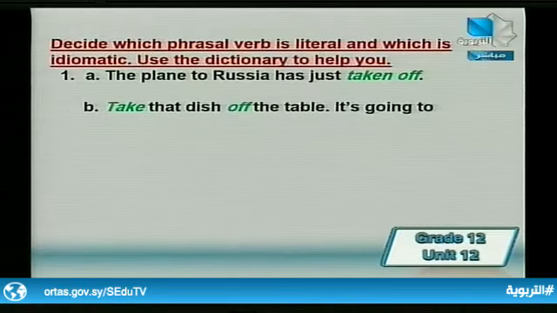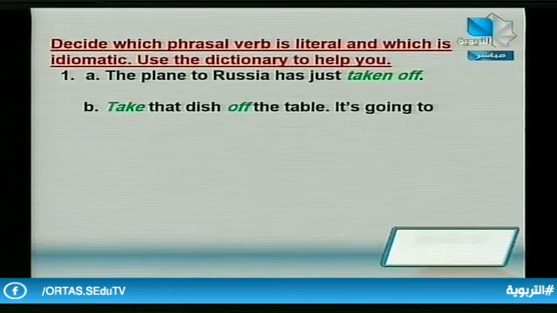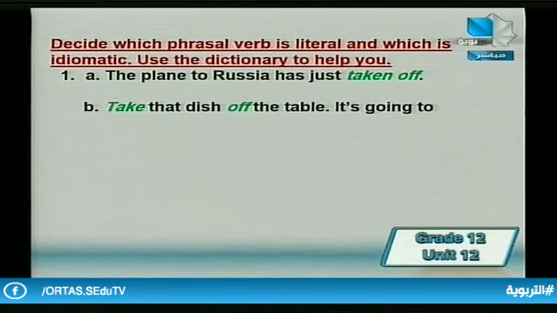Now, Ms. Hanan, also in the same topic, we are talking about the phrasal verbs and whether they are literal or idiomatic. Let's have now some examples, please. The question says first, decide which phrasal verb is literal and which is idiomatic. Use the dictionary to help you, as we said, if it is idiomatic. It is necessary here to use the dictionary.